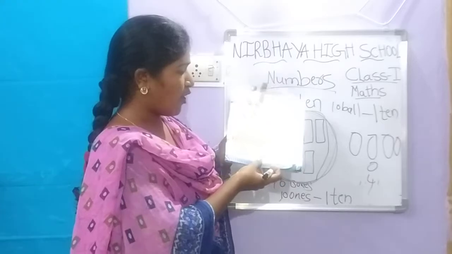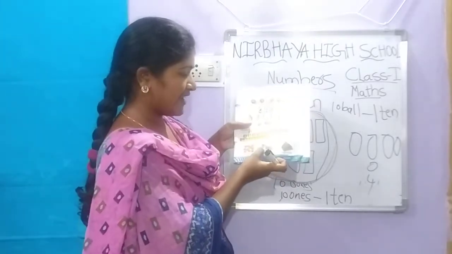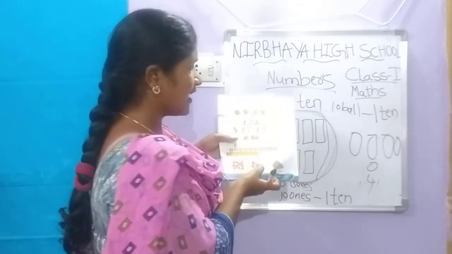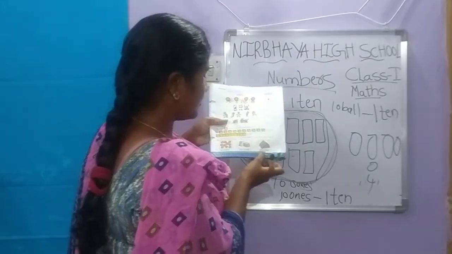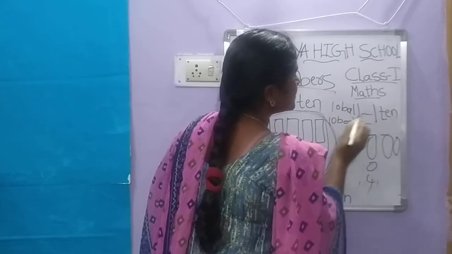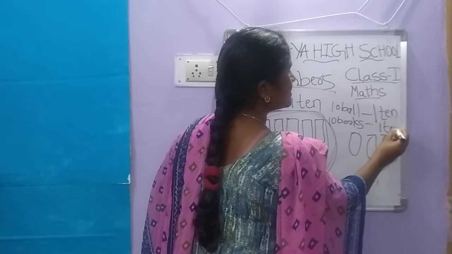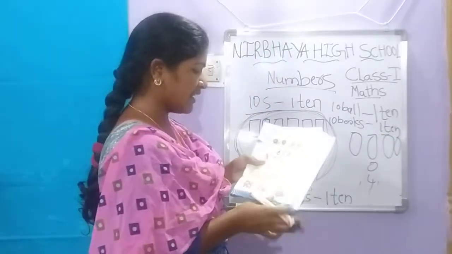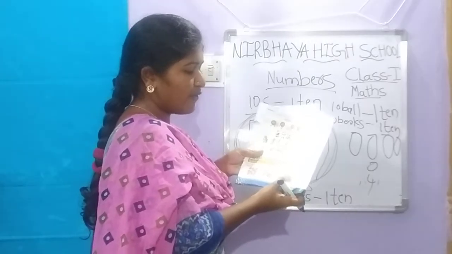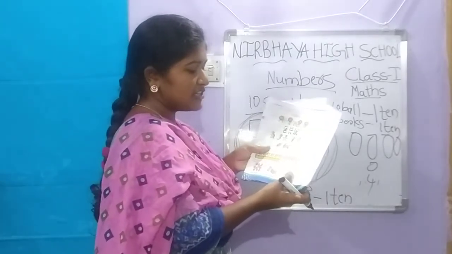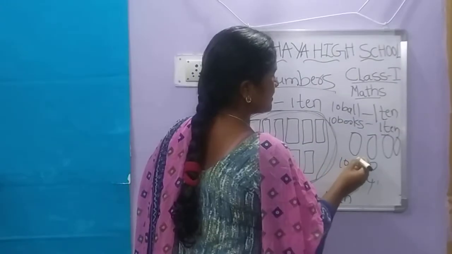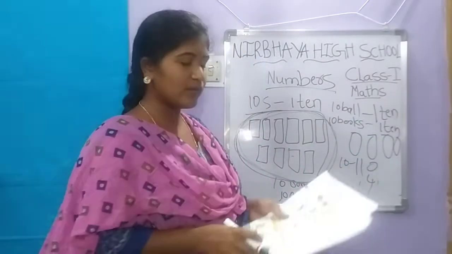Next one you see. How many books are there? Shall we count? 1, 2, 3, 4, 5, 6, 7, 8, 9, 10. 10 books means 1 ten. Next one you see, 1 ten of logs. How many logs here? 1, 2, 3, 4, 5, 6, 7, 8, 9, 10. 10 logs equal to 1 ten.